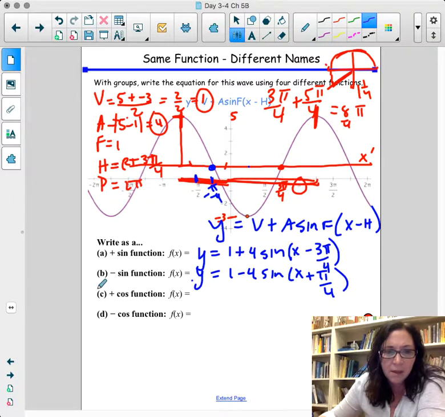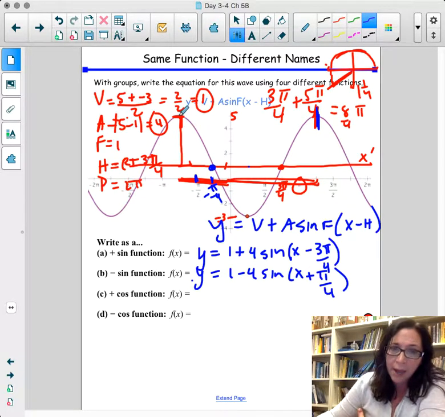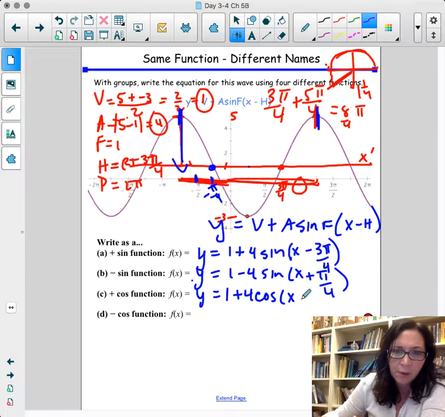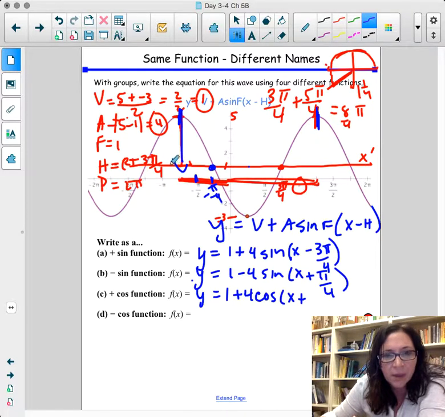Let's see, a positive cosine function is going to start here, right? Or I could start here. Let's start here. Okay, so that's where I'm at. So we're going to go y is equal to 1 plus 4 cosine x. I'm going to go backwards, so that's going to be plus, right? And how far am I going backwards? 3/4. So minus 3/4. Yeah. Okay. And then lastly, that's a positive sine. Go to the right 3/4.